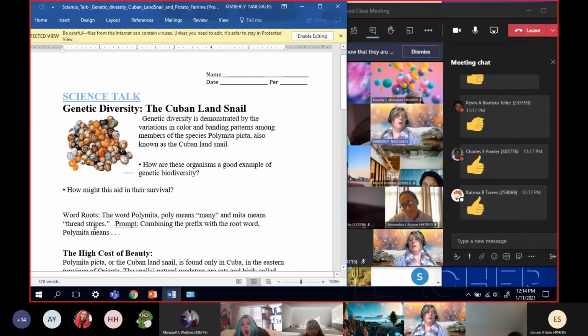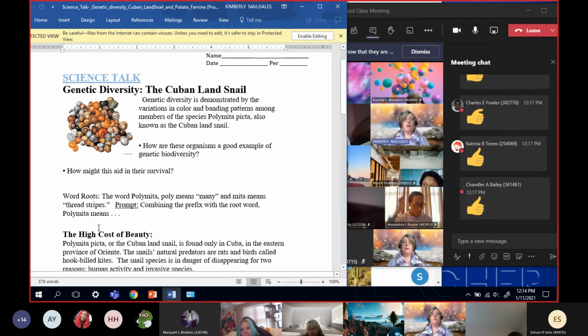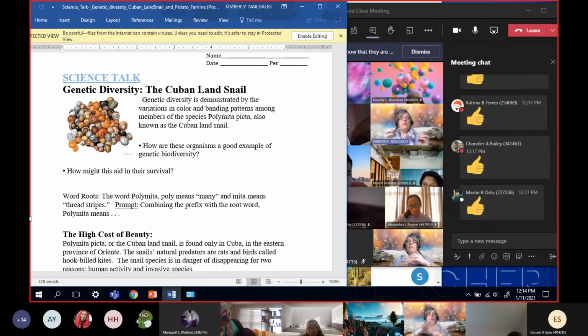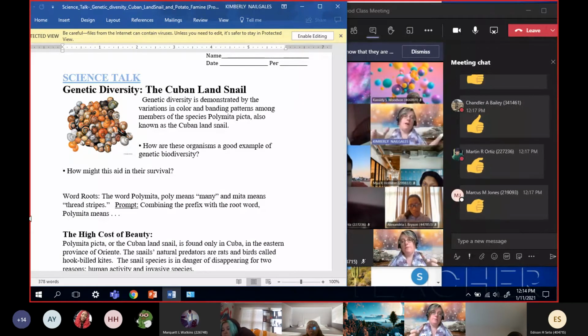All right, so the worksheet today is talking about genetic diversity. And this picture on top is a Cuban land snail. Of course, it's on the land. So what I want you to think about with all of these colors is camouflage.